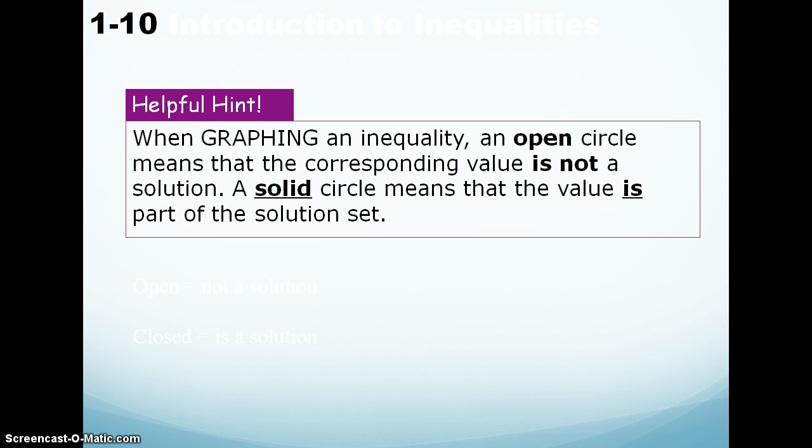When we graph an inequality, we have two types of circles. An open circle means that the corresponding value is not a solution. A solid circle means that the value is part of the solution set.